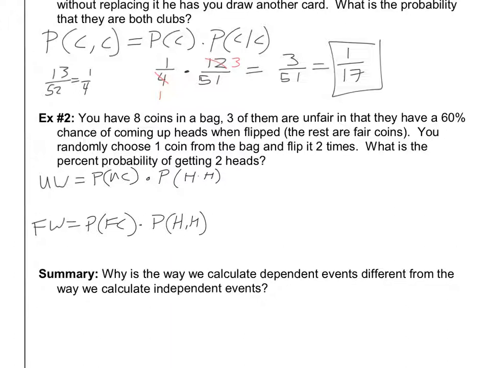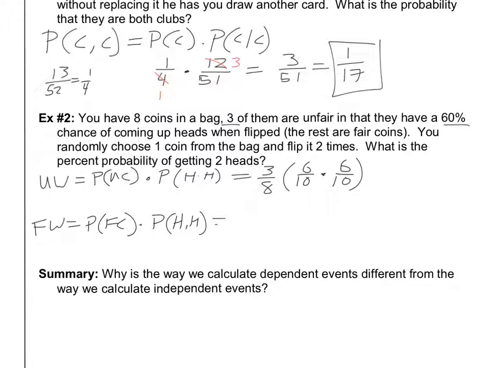Okay. So this isn't that bad, actually, now that we see it. So what's the probability of getting an unfair coin? Well, they said 3 of them are unfair, so that's simply 3 out of 8. And what's the probability of getting heads? Well, getting heads and then heads is 2 independent events. With an unfair coin, they say that coin has a 60% chance, so 6 out of 10. That's what 60% is. Or you could write 3/5. And we want this to happen twice, so we're using the multiplication rule for independent events. We're just saying 6/10 times 6/10. Okay, so this is the probability of us drawing the unfair coin and then flipping heads twice.